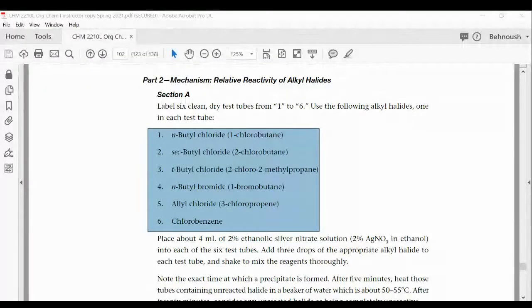The experiment, if you look at the lab manual, doesn't have a lot of information about the SN2 and SN1 reactions. Just want to make sure, is the lab manual shared or no? Can you see it or no? No? Okay, so it should be now.